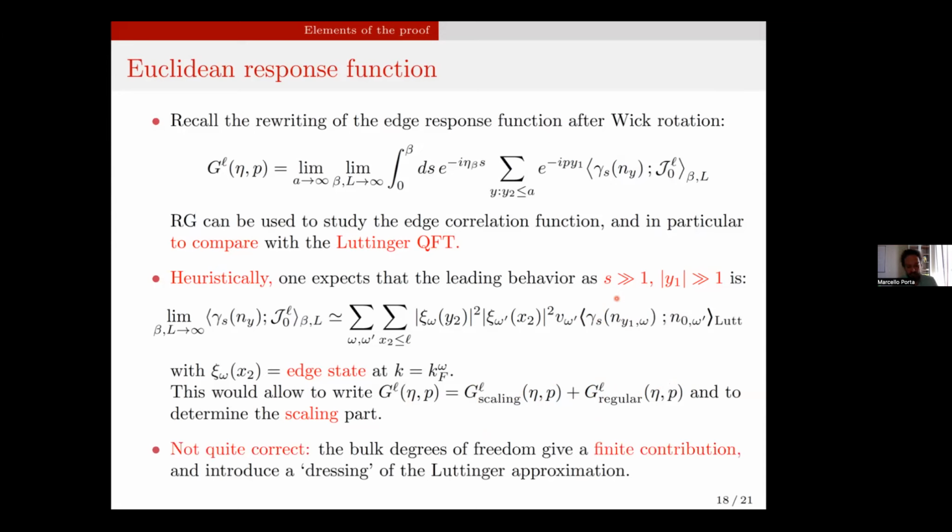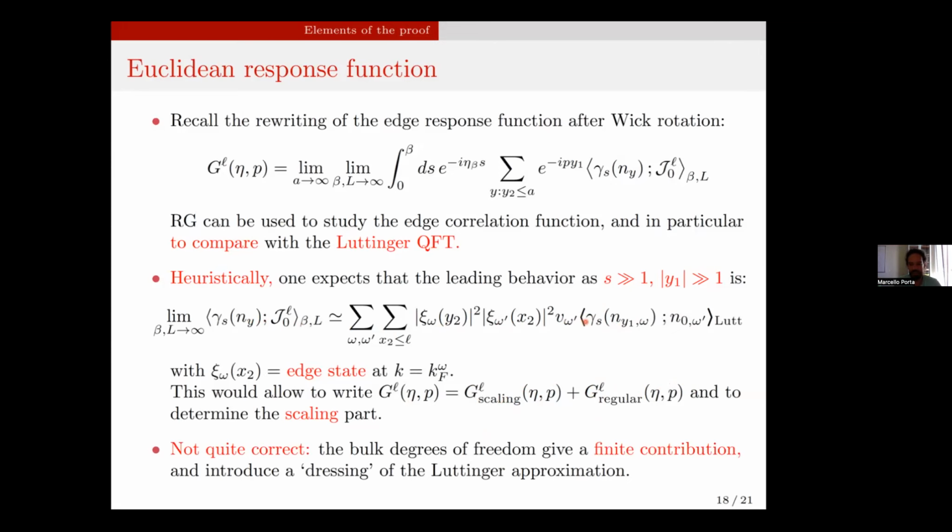So that is nice, but it's not quite correct. The reason is that the scaling limit contribution is also affected by the integration of the bulk degrees of freedom. So this Luttinger liquid approximation has to be weighted by a suitable factor that depends on the integration of the massive modes.